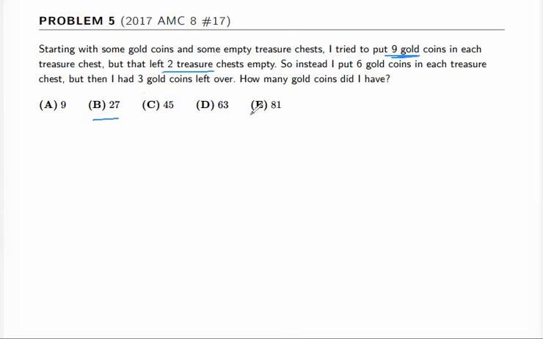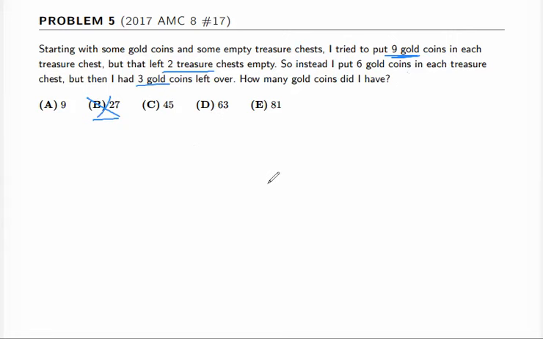But let's think about this. If this is 5, but there are 6 coins in each treasure chest, and based on that, we are saying 27 is not divisible by 6, but we should have 3 left over, which means if you subtract 3 from 27, that's 24. And if you divide 24 by 6, that's 4, meaning there should be only 4 chests. But based on the first statement, we got 5 chests, and based on the second, we got 4, which is not the same. So you can eliminate this choice. And you can try this one. And we already know this is the answer.